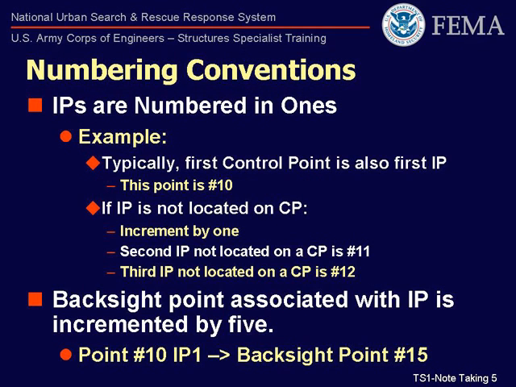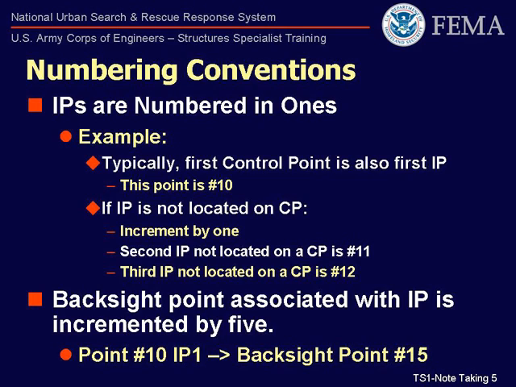Instrument points, or IPs, are numbered in increments of 1. Typically, the first control point is the first instrument point as well. This means that the first instrument point, or IP, is often numbered 10. If the instrument is required to be relocated to a new instrument location, and this new location is not a control point, the point number for the second IP is 11.